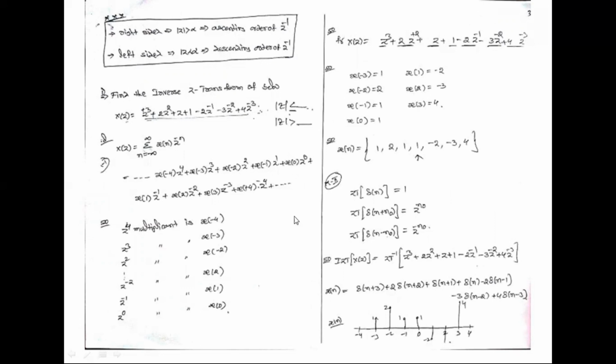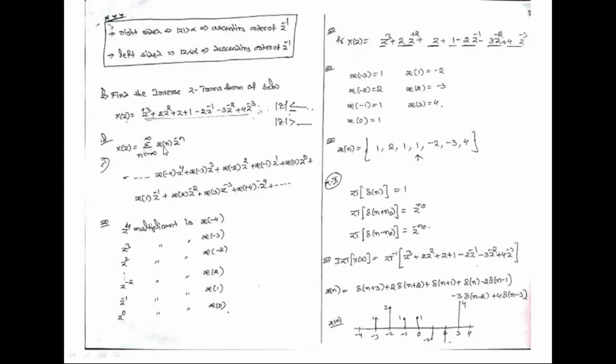Let's take one example here. Find the inverse z transformation of the signal X of z equals z power 3 plus 2 z power 2 plus z plus 1 minus 2 z power minus 1 minus 3 z power minus 2 plus 4 z power minus 3. It's a combination of positive powers of z and negative powers of z that we have.